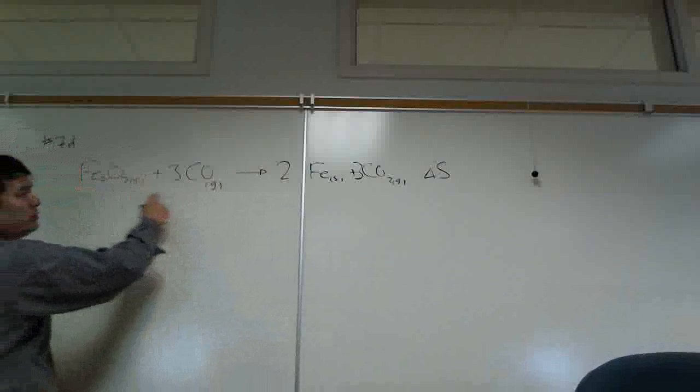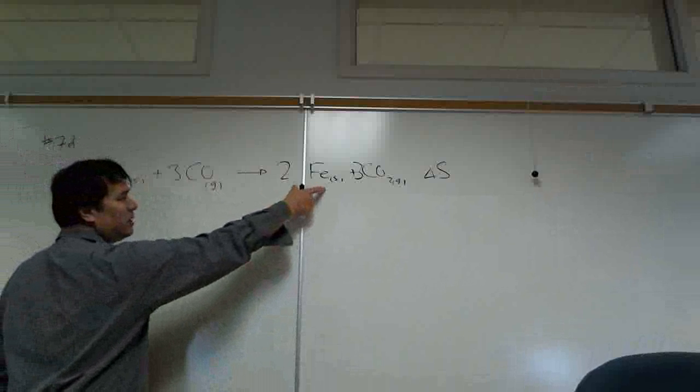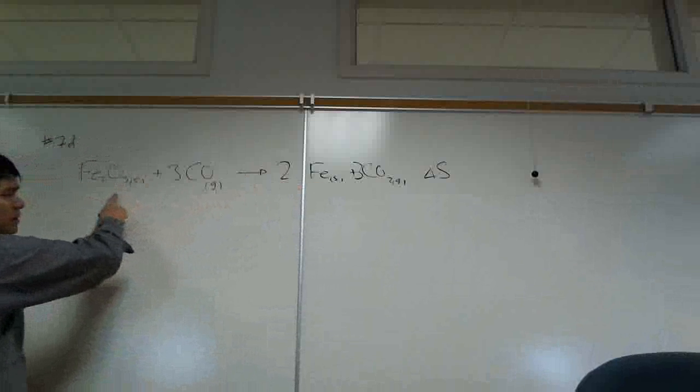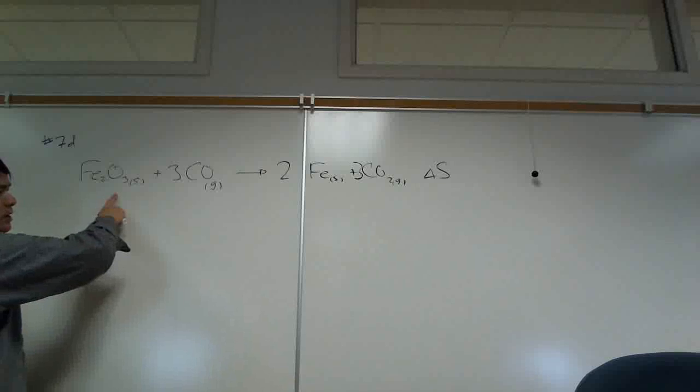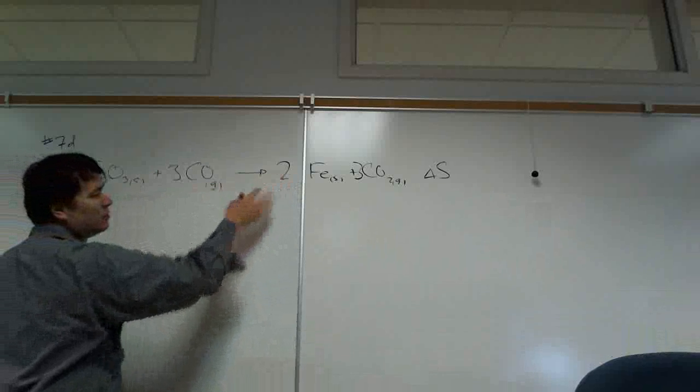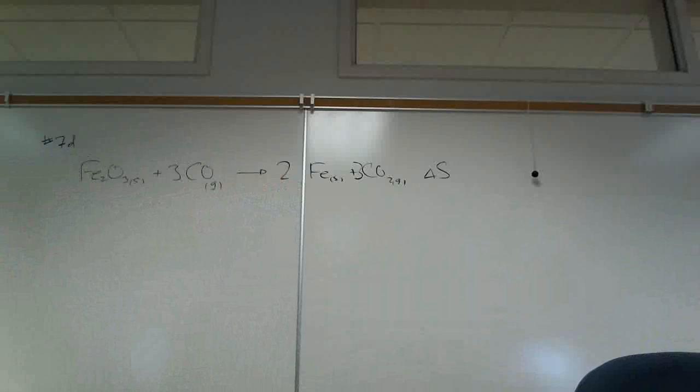This one, Fe2O3 versus Fe. Fe is a very simple solid. Fe2O3 is a little bit more complicated, with its crystal structure. But we have 1 mole of this versus 2 moles of that, so it's kind of break even. And so delta S should be about 0.